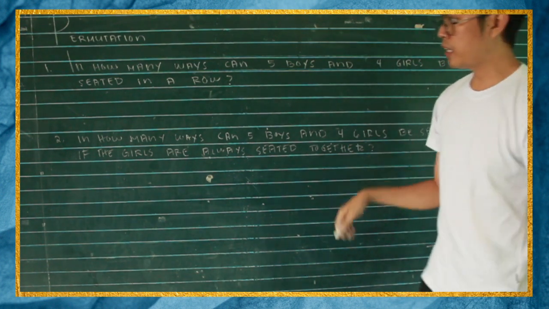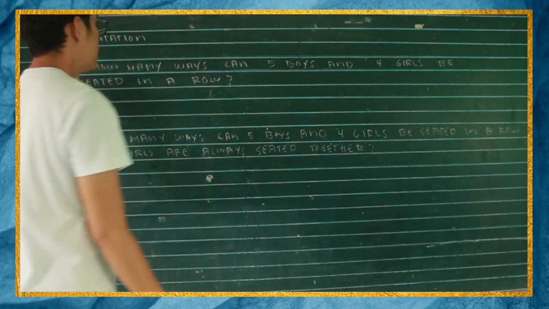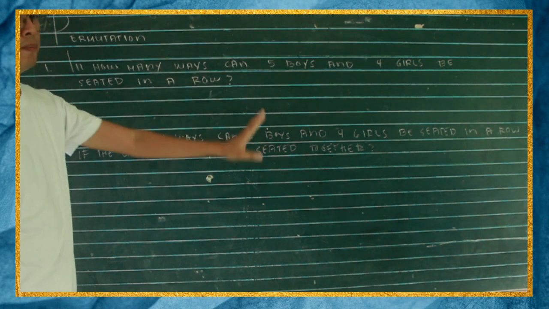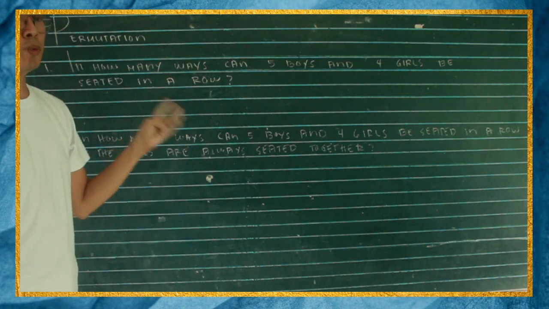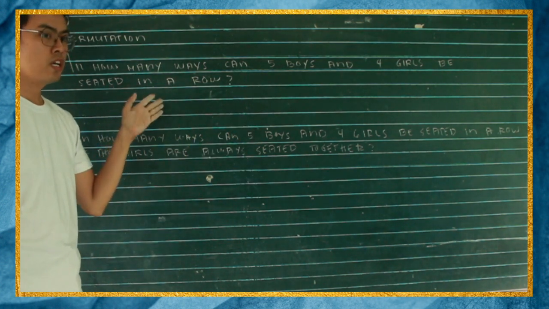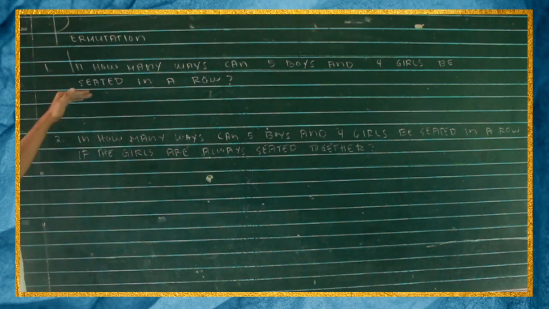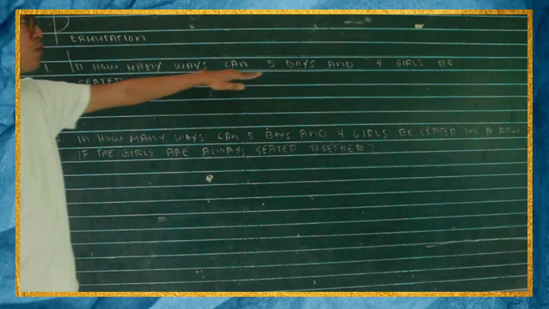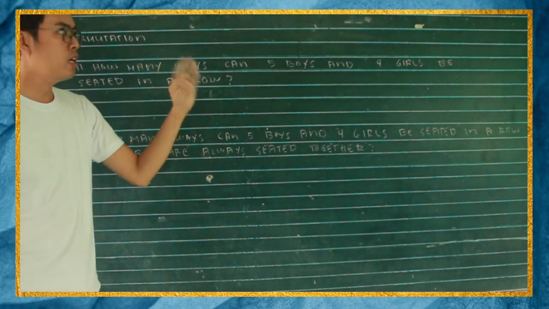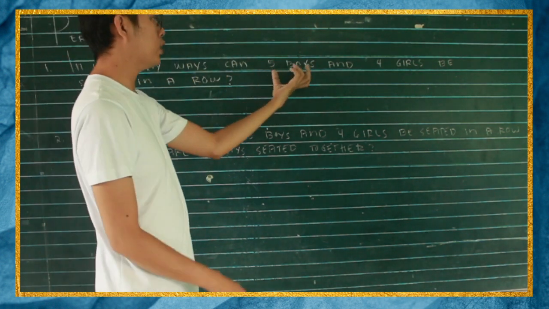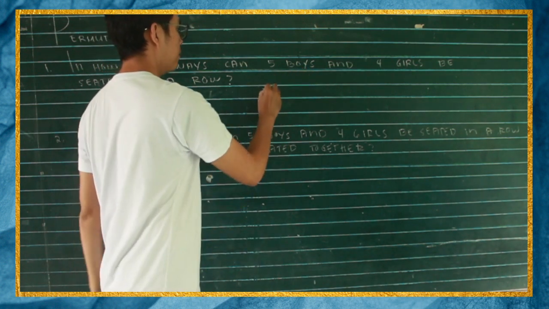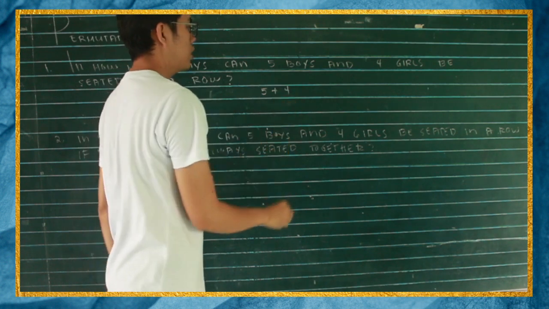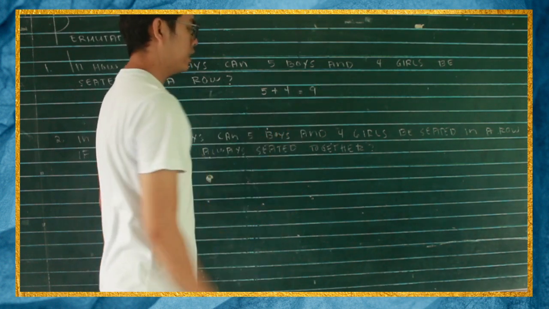To identify that, we just have to consider that if there is no specific or extra rule in the problem, you just have to identify the number of boys and the number of girls. Ang kailangan mo lang naman, i-identify kung ilang ways pwedeng paupuin yung 5 boys and 4 girls. First, get the total number of boys, which is 5, and then the total number of girls, which is 4. And that would be 9.